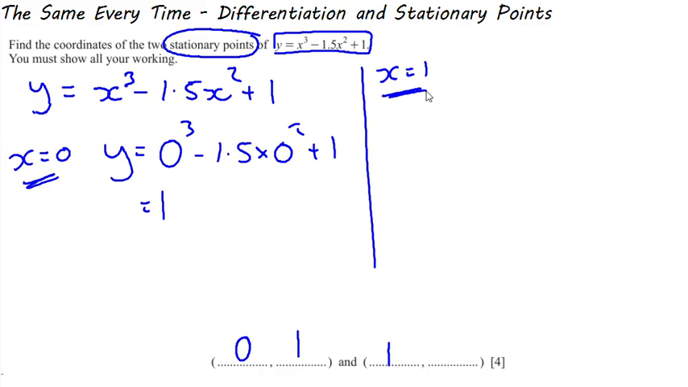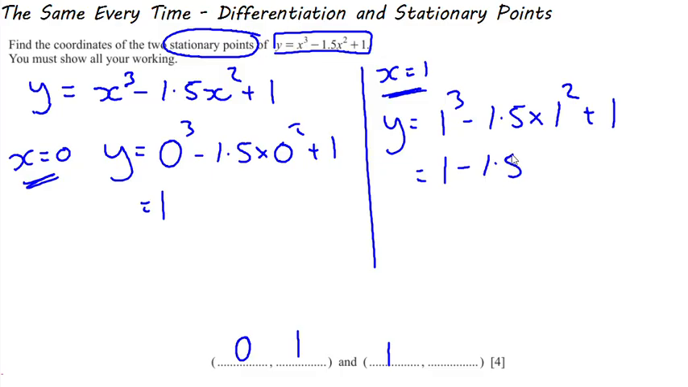And the other possibility is when x equals 1. So in our original equation, put x equals 1. So y equals 1 cubed minus 1.5 times 1 squared plus 1. So 1 cubed, 1 times 1 times 1 is 1. 1 squared is 1, so 1.5 times 1 is 1.5, and plus a 1. Right then, so 1 plus 1, that would give me 2, and then minus the 1.5, that's 0.5, isn't it? So 1 minus 1.5 plus 1 is 0.5. So there's the answer to that question.